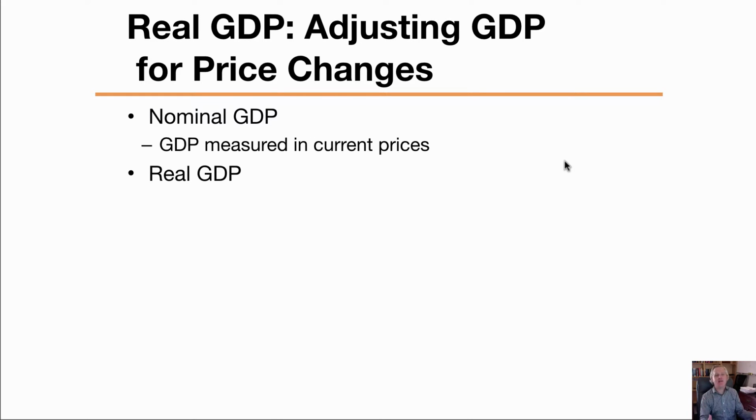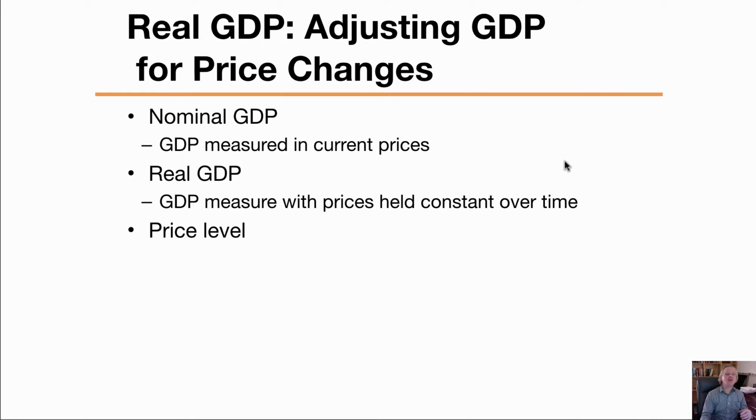GDP in 2011 is in 2011 dollars. We haven't tried to pull out inflation. We haven't tried to account for the fact that price levels have risen. We've just measured it in the dollars of that particular year. Whereas real GDP tries to pull out inflation so that the dollars are constant over time, so that we can compare a dollar in 1950 to a dollar in 2010 or something like that.